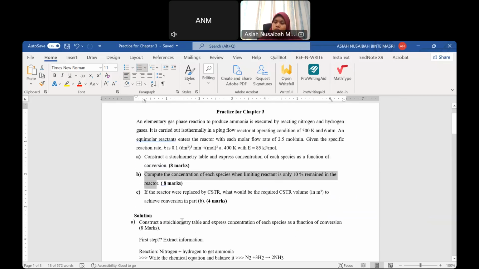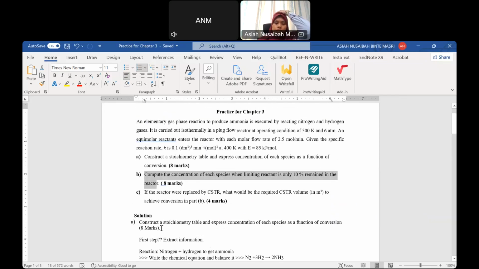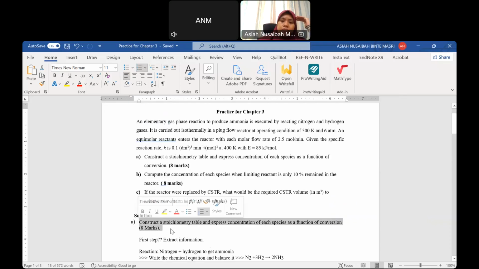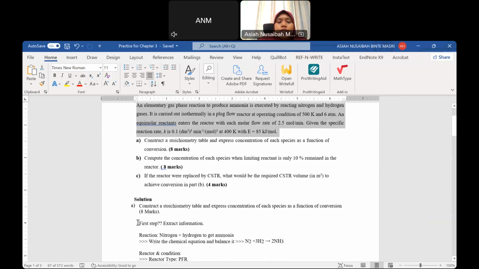Right, so let's see the solution. So what do we do? Now, the question asks us first to construct a stoichiometric table and express concentration of each species as a function of conversion. So if you remember, when we construct a stoichiometric table, the most right part of the table is actually the concentration expression. So it's okay, we will end up with that. But now, first step, what do we do? We have a paragraph telling us a lot of information. First step, we need to extract information.